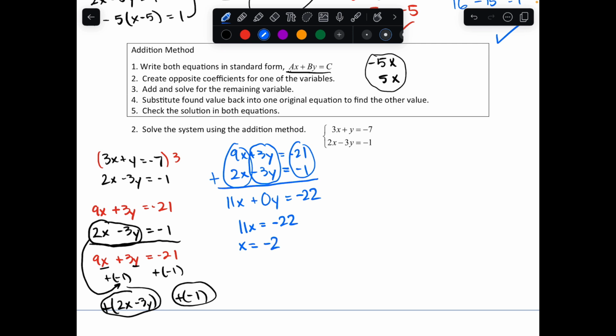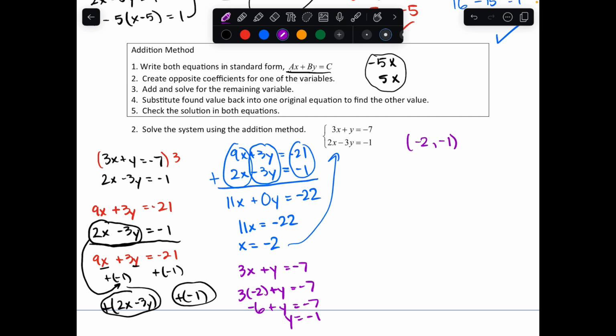Now from here, I can take this x equals negative 2 and I can plug it into either one of these equations to figure out what y is. So I'm going to choose the top one because I think it looks easier. So we have 3x plus y is equal to negative 7, but x is equal to negative 2, so we'll have 3 times negative 2 plus y is equal to negative 7. This will be negative 6 plus y is equal to negative 7. I'm going to add 6 to both sides, and so we get y is equal to negative 1. So the solution to my system is going to be negative 2, negative 1.